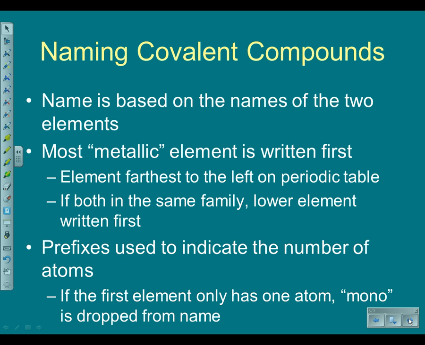The most, quote-unquote, metallic element is listed first. Generally, that's going to be the one on the farthest left of the periodic table, so closer to column one. If you have a compound that forms between two elements in the same family, you write the one that's lower first, and you write the one that's higher second. Because in a non-metal case, the lower you go down a family, the less non-metally it is, and the more metally it is. I know those aren't exactly scientific words, but that's what it does for you.